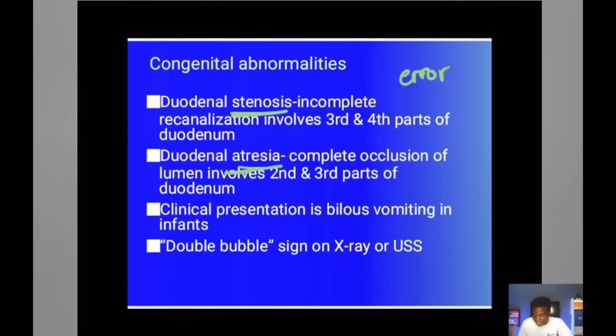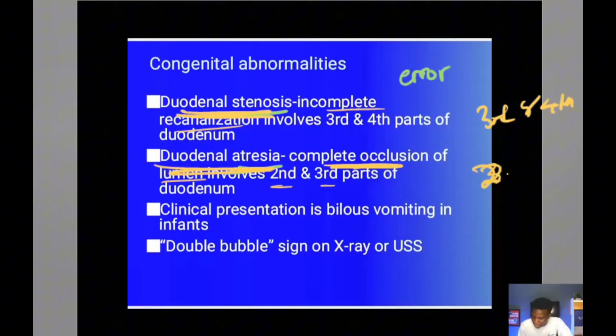tube. Okay, canalization is meant to happen once the tube is getting matured. They are meant to develop a lumen, but if that doesn't happen, if there's an error, that's when you have stenosis or atresia. Okay, now in the case of duodenal stenosis, it's due to incomplete recanalization around the third and fourth parts, while in case of atresia, it's due to complete occlusion of the lumen around the second and third parts. In this case, second and what? Second and third parts. And both of them are due to error in canalization, error in recanalization rather. So that's what I want you to take note regarding that.